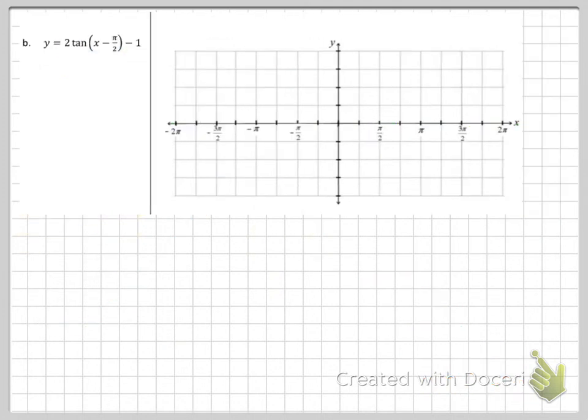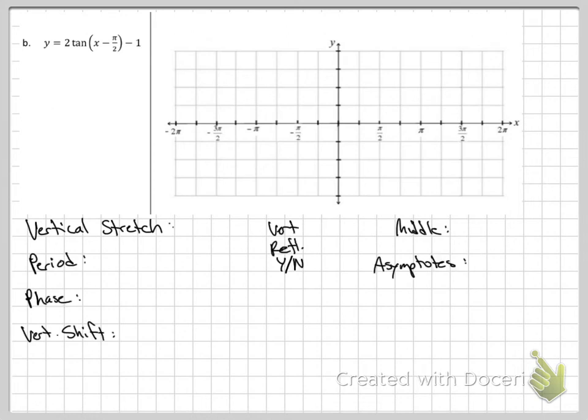Okay, B. Okay, I did all my answer blanks. Let's highlight some stuff.